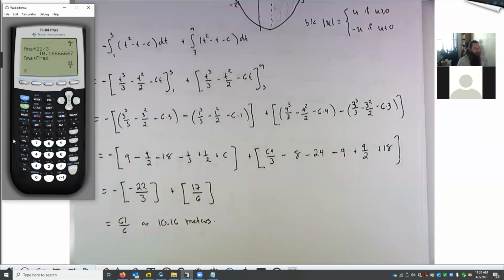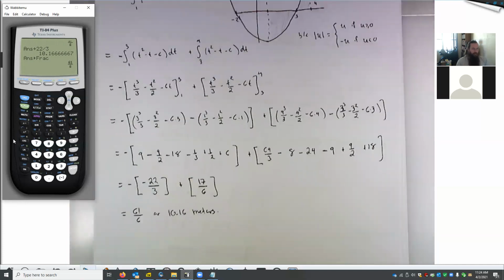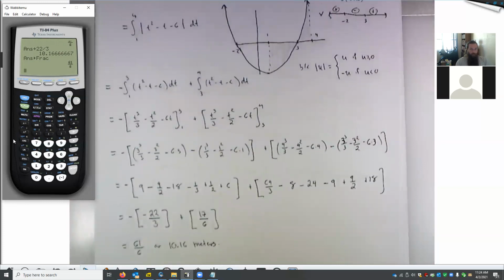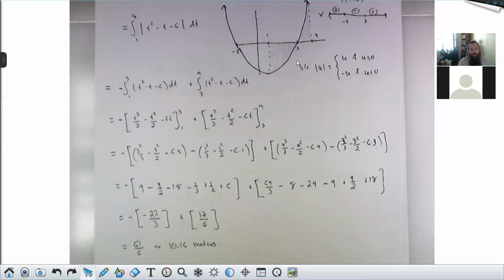So what happened here is the particle was moving to the left at first, right? From time t equals 1 to t equals 3, the particle was moving to the left. And then at time t equals 3, it turned around and started moving to the right. And it moved more to the left than it did to the right. This area here is larger than this area. So my displacement was negative, but my distance traveled should always be positive.